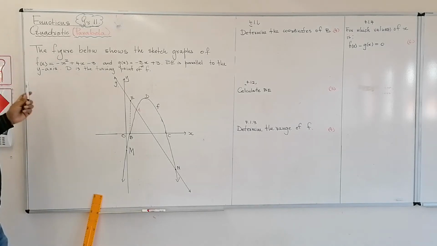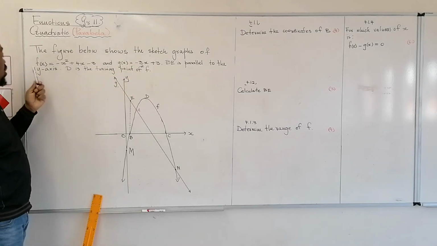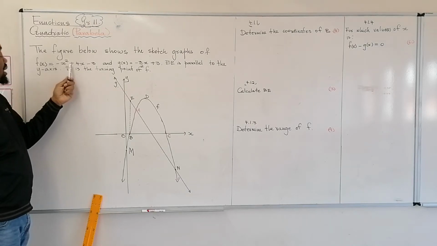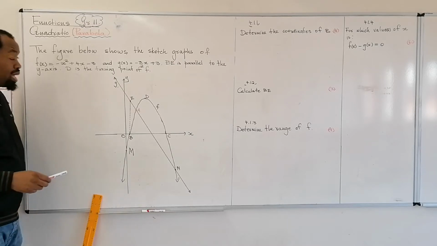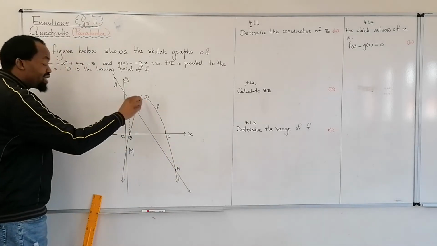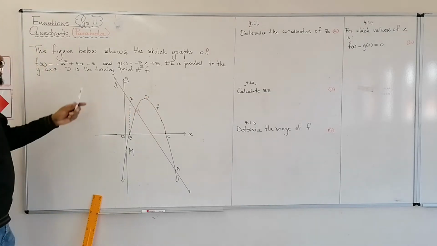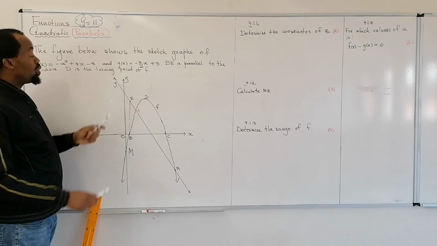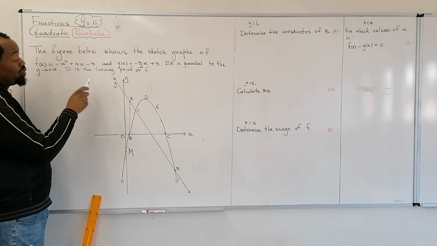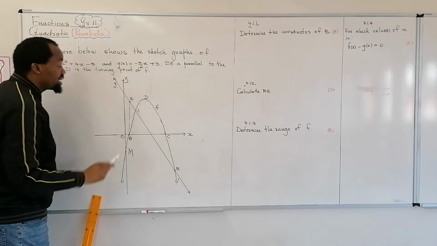Let's attempt it. It says, the figure below shows the sketch of graphs of f of x, which is equal to minus x squared plus 4x minus 3. The value of a is negative, therefore the graph is concave down, giving us a maximum turning point. And g of x is equal to minus 3 halves x plus 3. Now, the straight line graph has got a negative gradient, meaning that it is a decreasing graph.